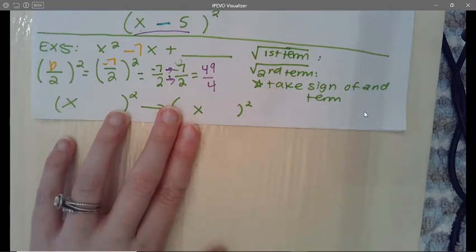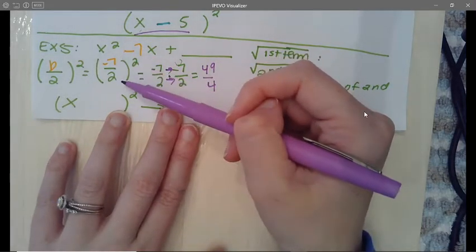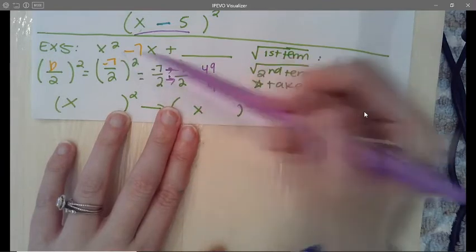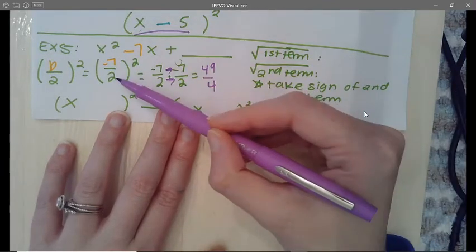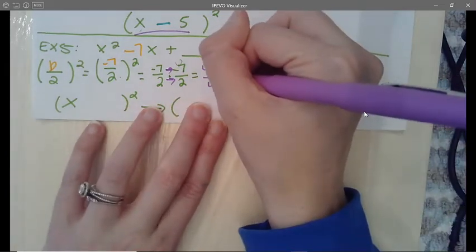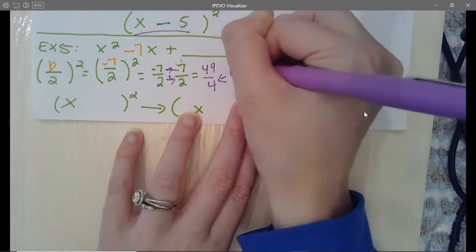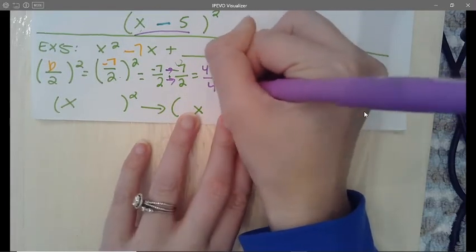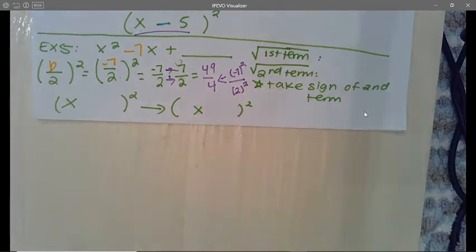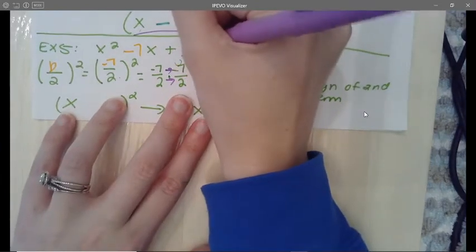Or if you like shortcuts, you could also just square the numerator and denominator. So you could say -7 squared, -7 times -7 is 49, and 2 times 2 is 4. That is also the same thing as -7 squared over 2 squared. So that's the shortcut if you like shortcuts. Okay, so our magical number is 49/4.